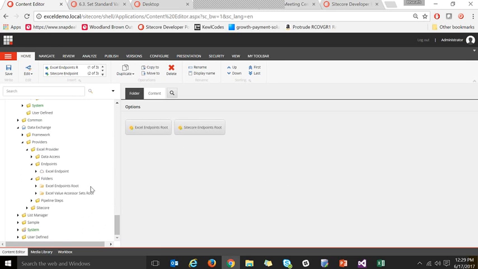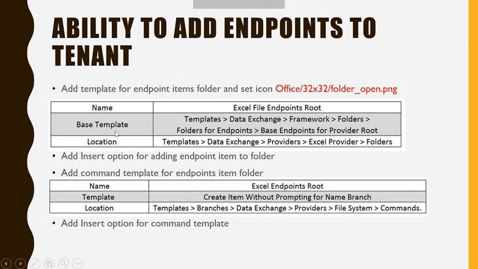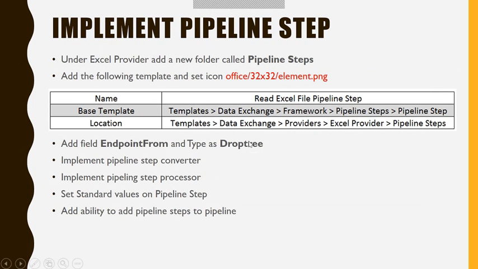This is how we add an endpoint, the ability to add endpoints. So we are done with this: creating a rule and adding an insert option for the command template. Now we are done with creating the endpoint. The next step is to implement a pipeline step.